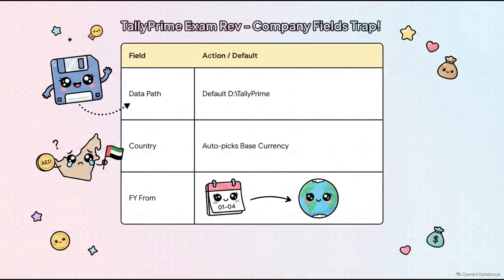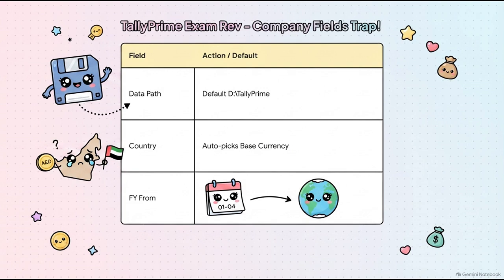When you're creating a company, examiners love to test you on a few very specific fields. First, the data path defaults to the D drive. You generally want to keep it there for easy recovery. Second, the country field. Watch out for this trap. Tally auto-picks your base currency based on the country.